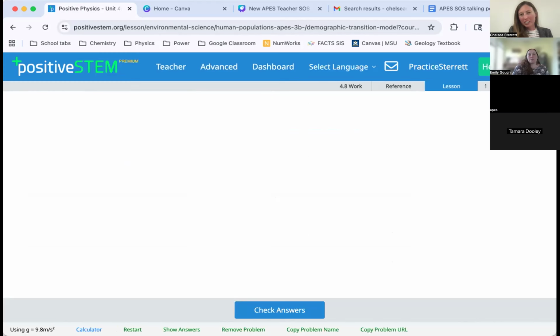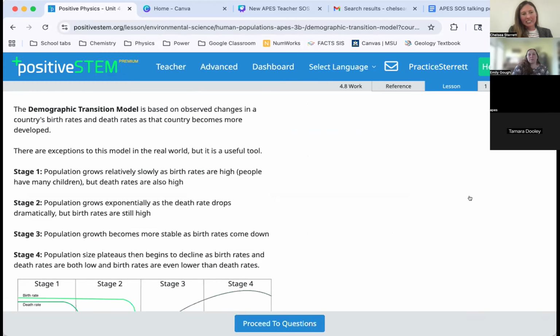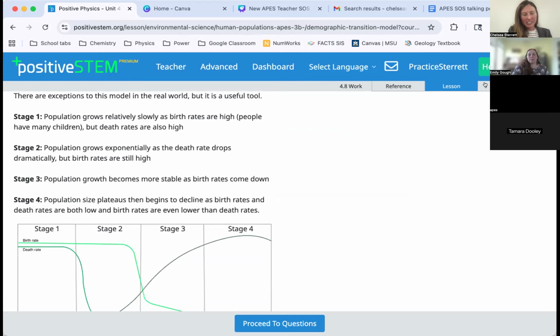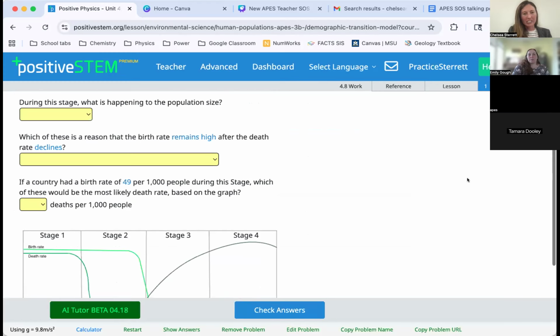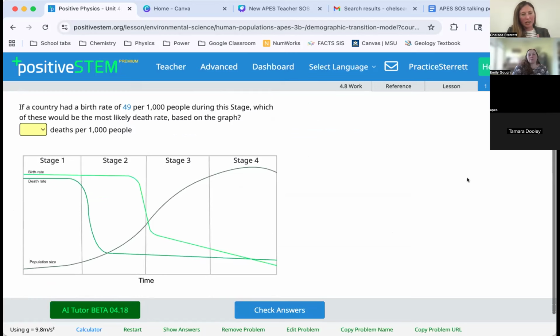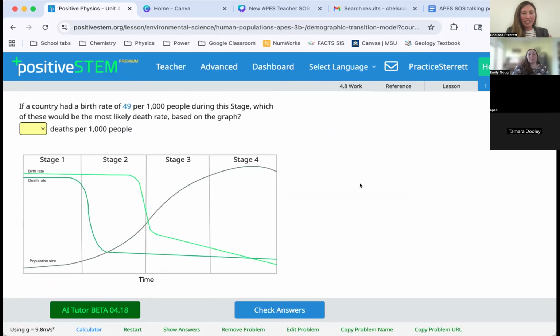So really specific types of graphs that are used in APES, just giving the students chances to practice that and interact with that, describe the graph, interpret the graph. And then sometimes there's ones that look like more real data and ones that are more of a model, like this one is more of a model.